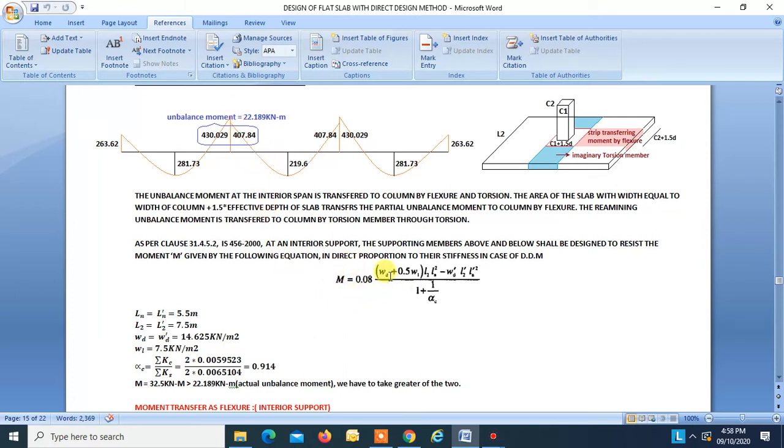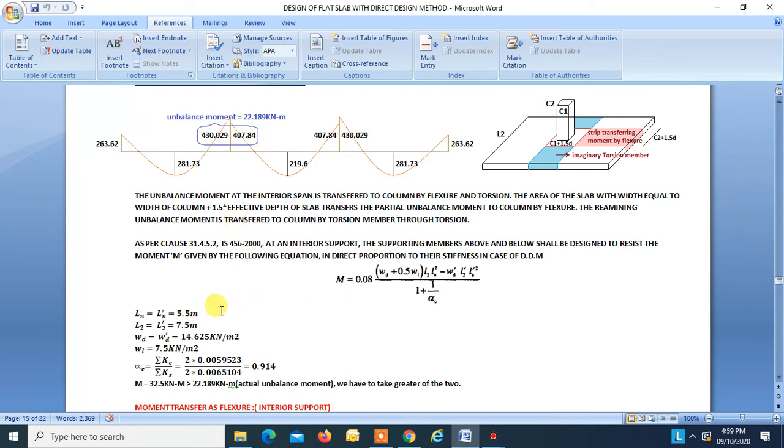Okay, WD is the dead weight, WL is the live load, in kilonewton per meter square. WD dash is the dead load for the shortest span. Okay, but our spans are the same. So in our case L1 will be equal to L1 dash, L2 will be equal to L2 dash, and WD will be equal to WD dash because the spans are same. No span is long or short.